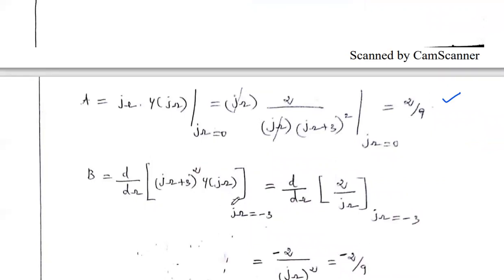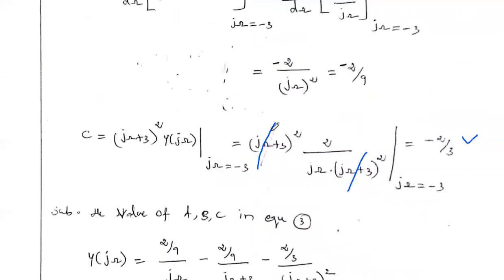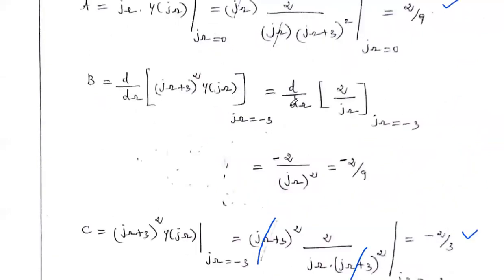So d by d omega of (j omega plus 3) the whole squared into Y of j omega. In the below expression this term cancels, so the remaining we got 2 divided by j omega. So d by d omega of 2 divided by j omega. Now we have to differentiate this 2 divided by j omega with respect to j omega. If you are differentiating this, 2 is a constant, and 1 by j omega can be written as j omega to the power minus 1.